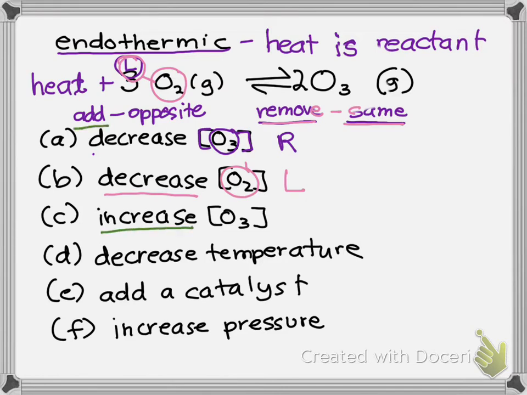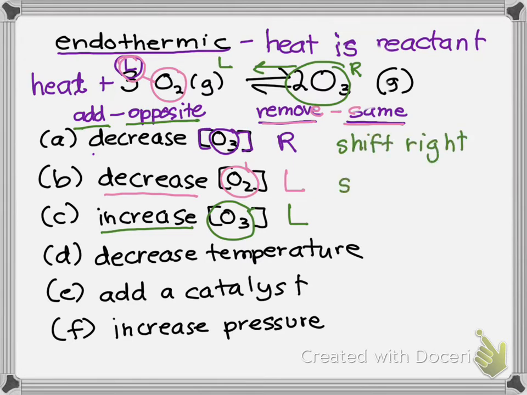Increase. Now, when you increase, you're adding, and so it's going to go to the opposite side. So I find O3. O3 is here. It's on the right. So the opposite side would be to go this way to the left. And I'm just writing R for shifting, so this is shift right, and L I'm writing for shift left. And remember, when you shift right, that's the product side, so that just means you're making more products. That's how it's responding, because that's what we're trying to predict. And if you shift left, it means that it's responding by making more reactants.